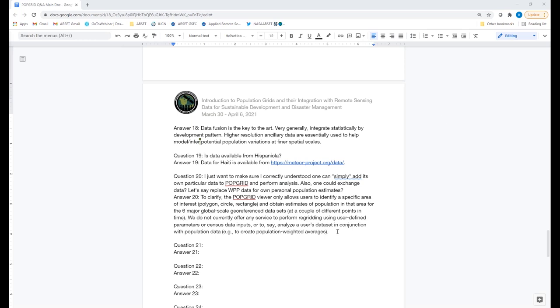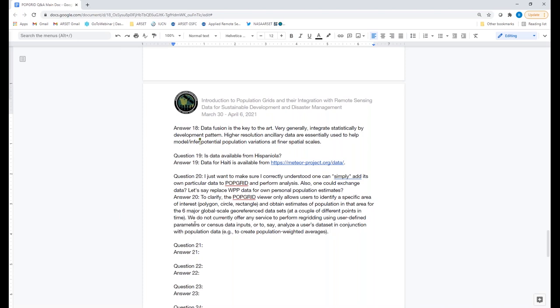Oh, I'll take that. I wasn't sure if the person, since I didn't talk about it briefly, but it was talked about in the first session, the POPGRID viewer just allows a user to draw a polygon or a circle or some other area. And then for that area, just get what the total population is in that area for all the different georeferenced data sets. So it doesn't allow any further analysis.